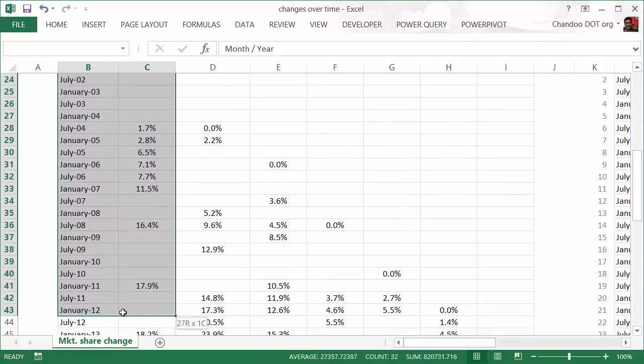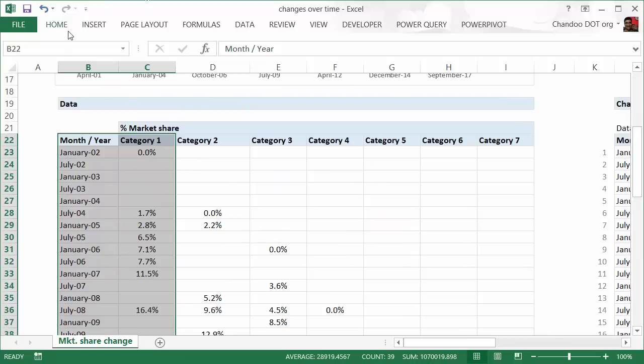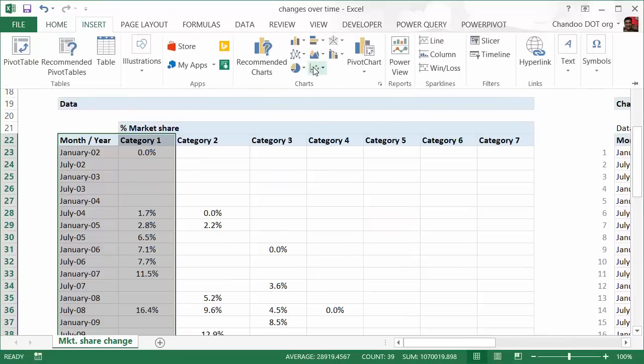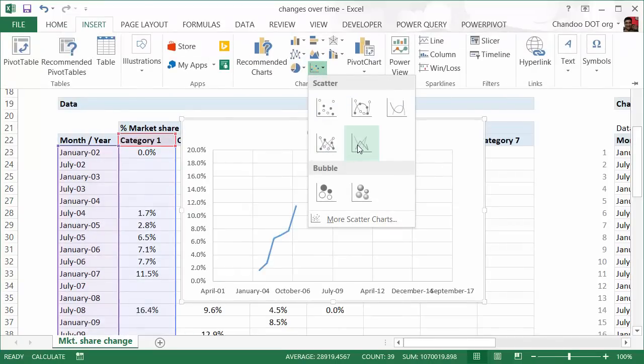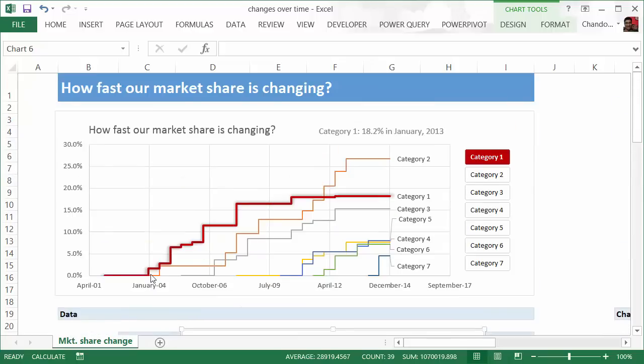If you just select this much data, that's my month and category, and we go to insert a scatter plot of that, you would get something like this. So the jumps from 0 to 1.7 are missing, but from 1.7 to 2.8 you would see a sloped line. What we would expect to see is more of an L-shaped or inverted L-shaped lines, that is more like steps climbing, because that's what we are visualizing as the change here.